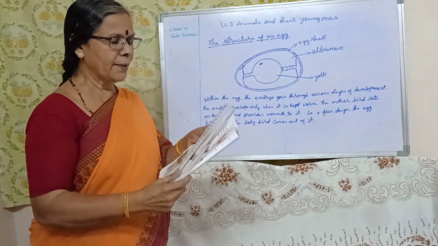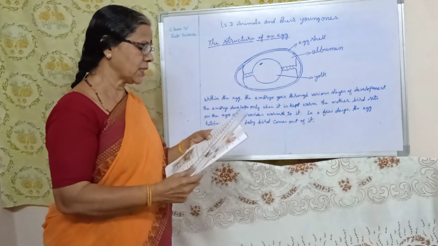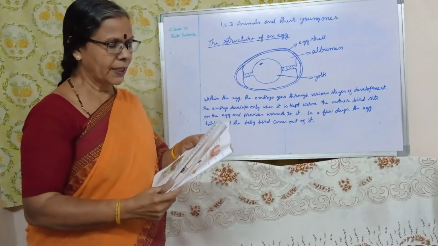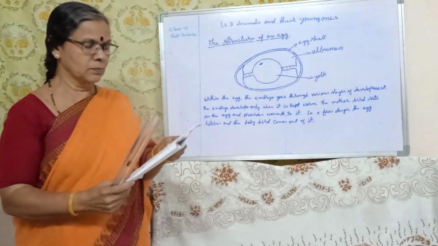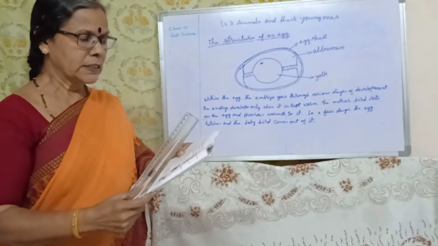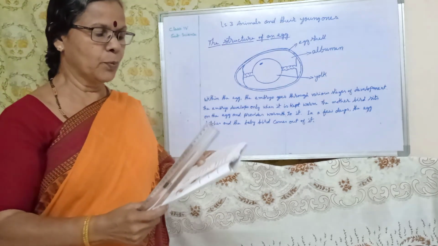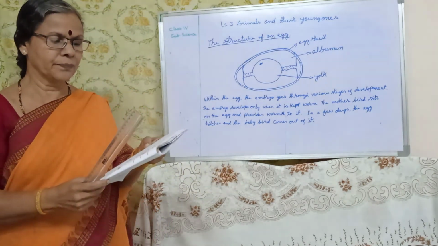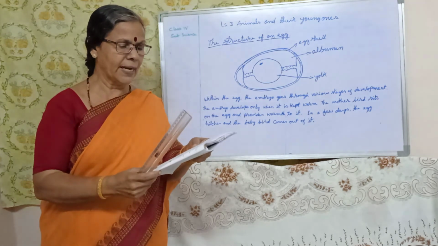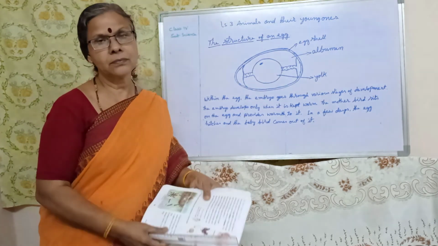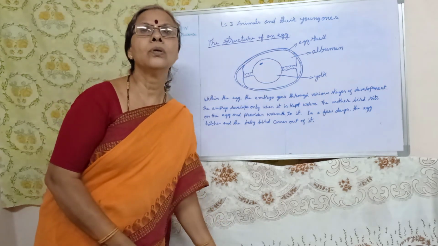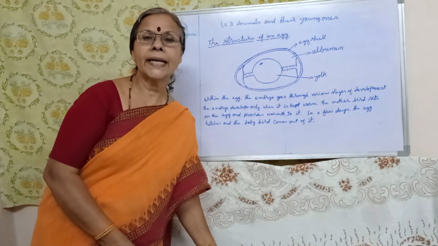Within the egg, the embryo goes through various stages of development. The embryo develops only when it is kept warm. The mother bird sits on the egg and provides warmth to it. In a few days, the egg hatches and the baby bird comes out of it. You too read again and again.